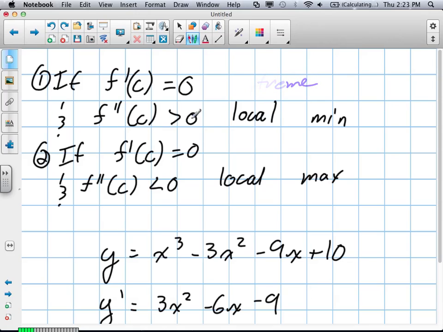If f double prime c is also equal to 0, we'll have to find if it's concave up or down around it. But we either have an extreme min or an extreme max. They're not as common, so we're going to talk about just local ones for now.